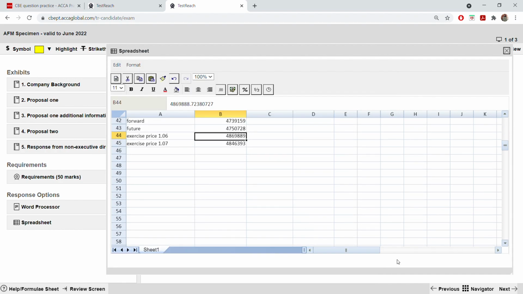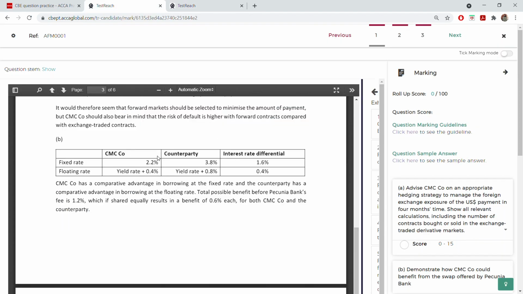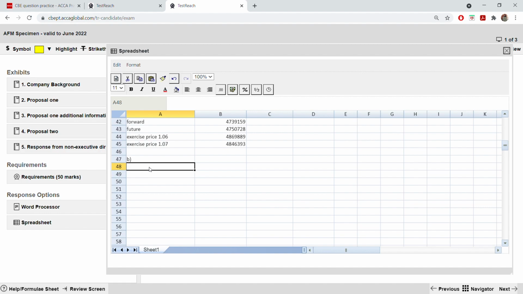For this also you can use Excel or Word. B. You have to write that this is B. You see this table. So first you are going to write fixed rate and floating rate. This is a standard table. Whenever you get an interest rate swap, you start like this. CMC is your company and counterparty.